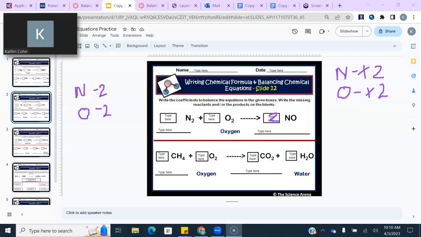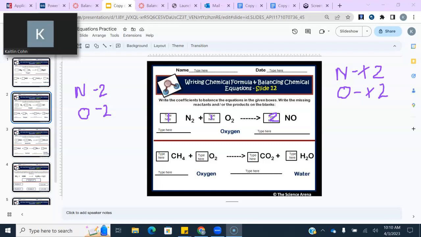When we're doing these, if there's no coefficient, it's assumed to be 1. So you could leave these boxes blank because these 2 elements do not get coefficients, or if it helps you visualize and balance, you can write a 1 here.